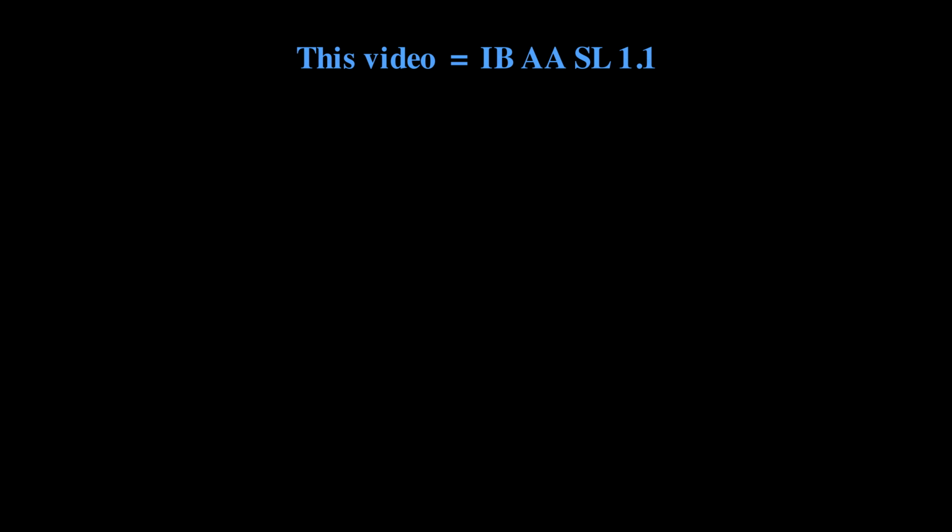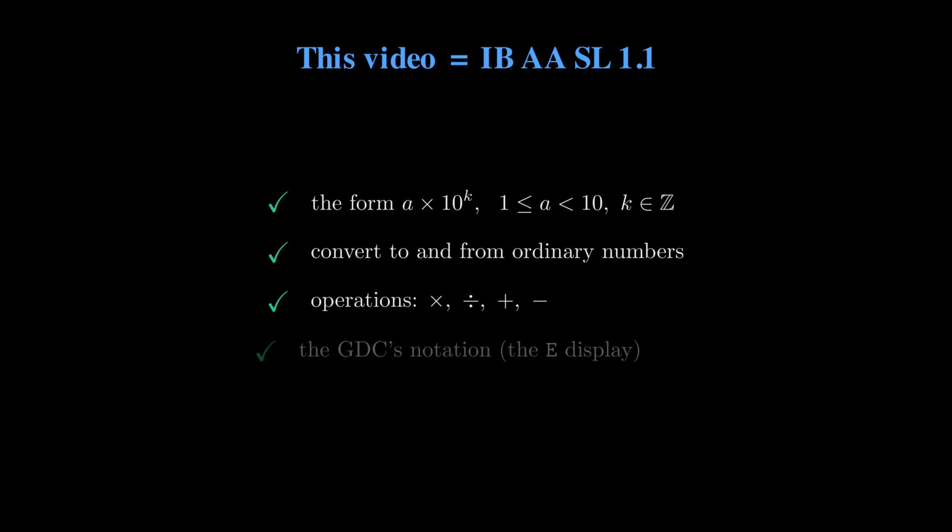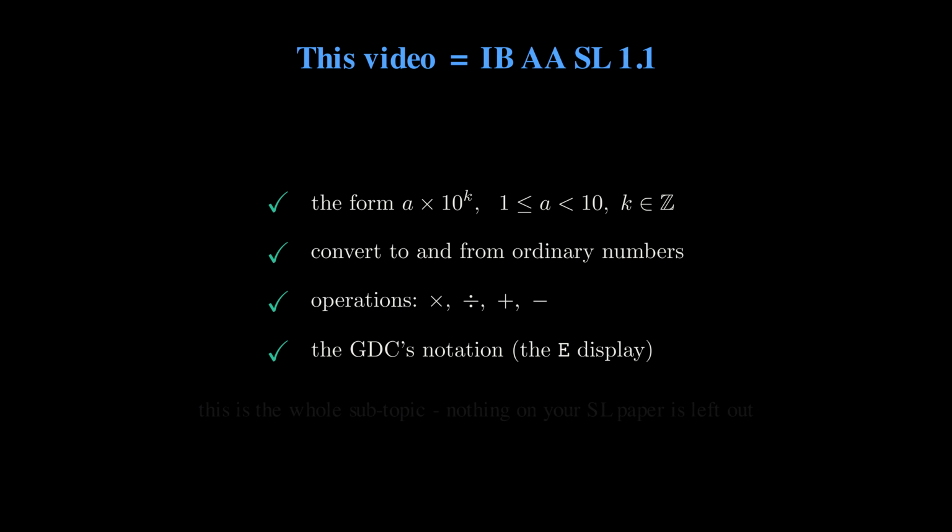IB analysis and approaches, standard level 1.1. First, what the form a times 10 to the k actually means. Then converting to and from ordinary numbers. Then all four operations: times, divide, plus and minus. And finally, your calculator's own shorthand, the e-display. Tick all four and you've got the entire subtopic.